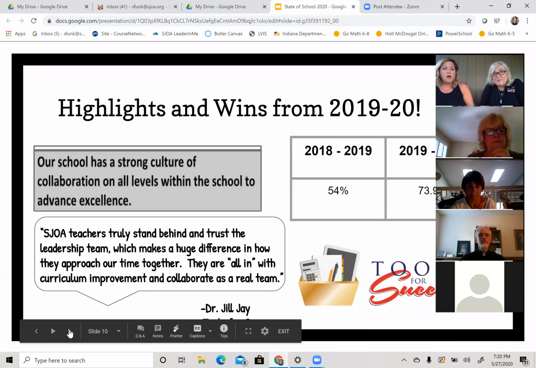A second area that we noticed from our survey is that our school has a strong culture of collaboration at all levels within the school to advance excellence. Dr. Jill J. has to say, and I want to give Tools for Success a plug. I've sat at Archdiocesan meetings for now 3 years. In my first 2 years, principals of different schools have stood up and they've supported this company, Tools for Success. And I've always been like, we can't afford that. We can't afford that.